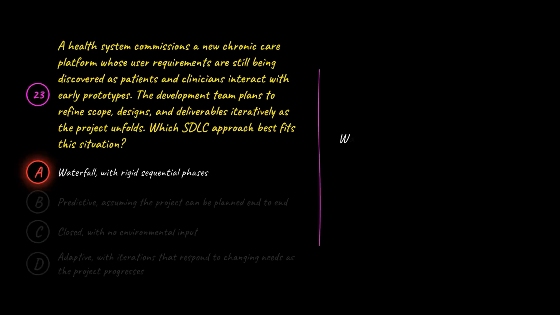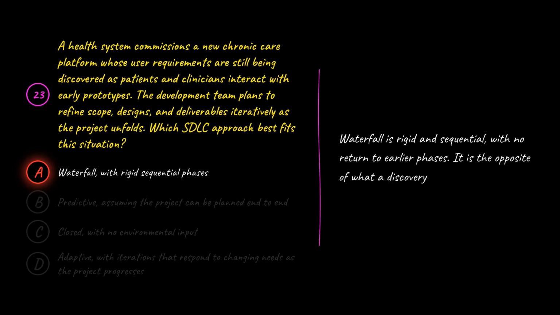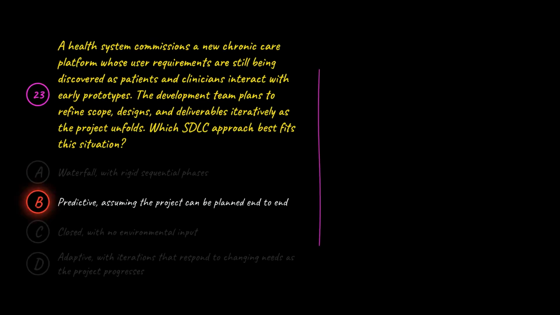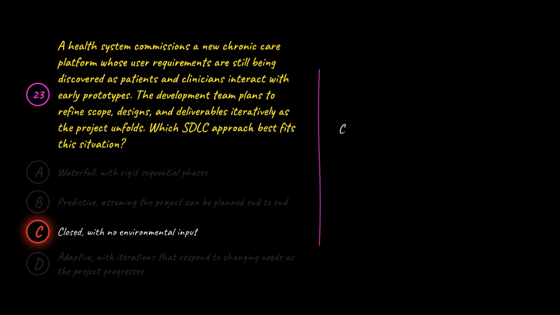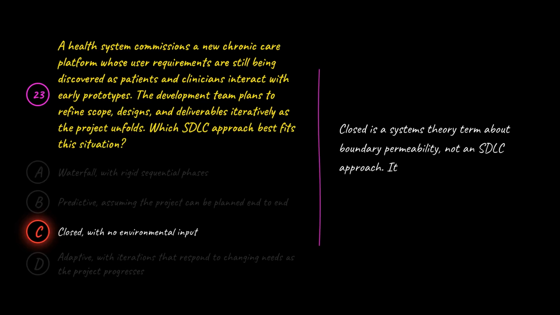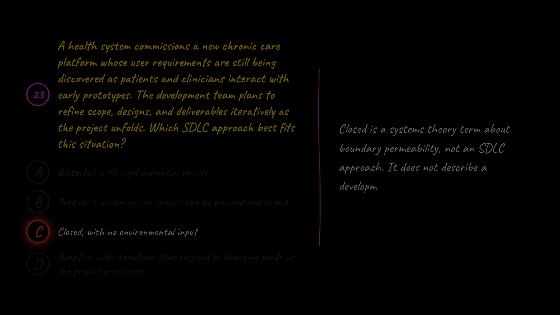A is wrong because waterfall is rigid and sequential with no return to earlier phases. It is the opposite of what a discovery-heavy project needs. B is wrong because a predictive approach assumes the project can be planned and organized end to end. The scenario explicitly describes evolving requirements that cannot be fully planned. C is wrong because closed is a systems theory term about boundary permeability, not an SDLC approach. It does not describe a development method.